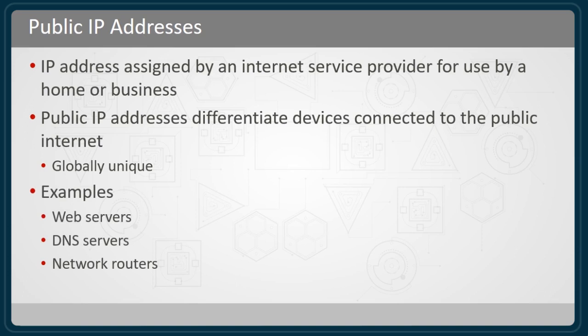So web servers in particular are a very good example. If I want to access a website, it needs to be available to the general public. Everyone should be able to see my web server. But as such, it needs to be a unique address. My web server has to be distinguishable from your web server.